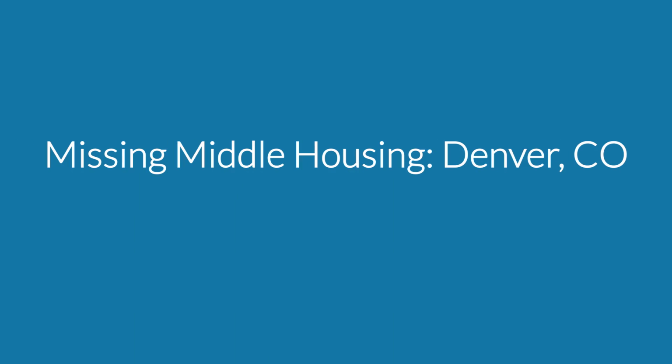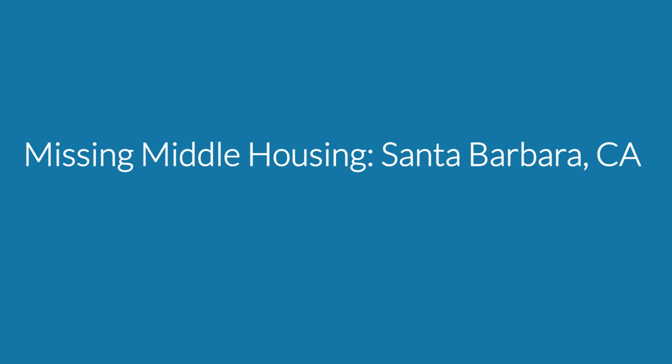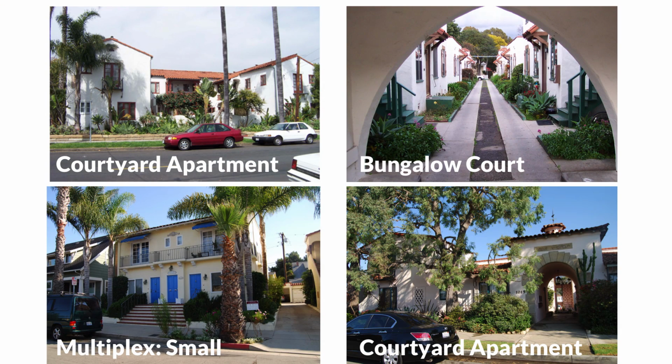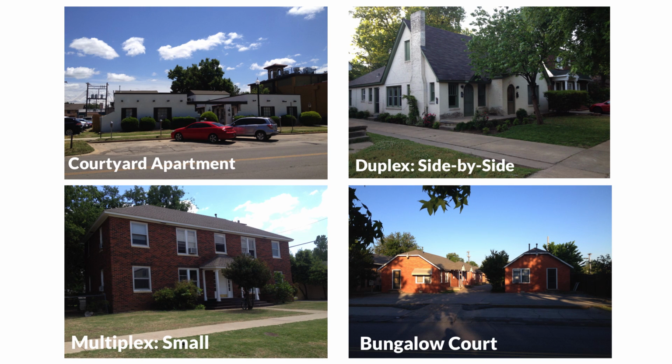And so you see examples of these missing middle types in big cities like Denver, Colorado. You see this great collection of beautiful historic missing middle types. You see them in medium-sized cities. This is Santa Barbara, California. It's got some of the most vast collections of these missing middle types of any community that I've worked in across the country. It's a courtyard apartment, a bungalow court on the upper right-hand side, a small multiplex, another example of a courtyard apartment in the lower left-hand side.